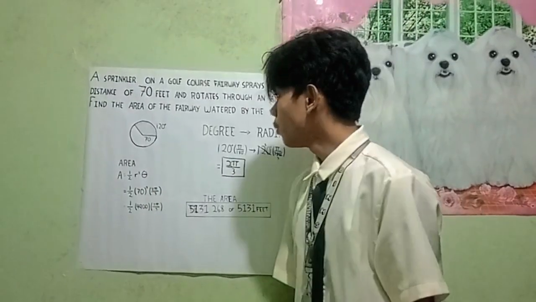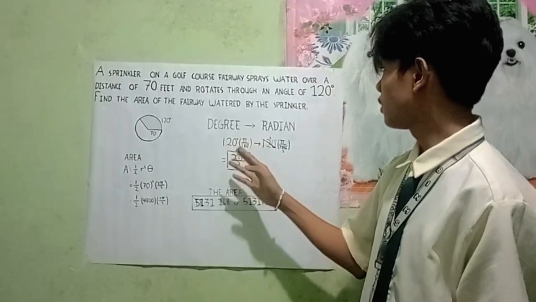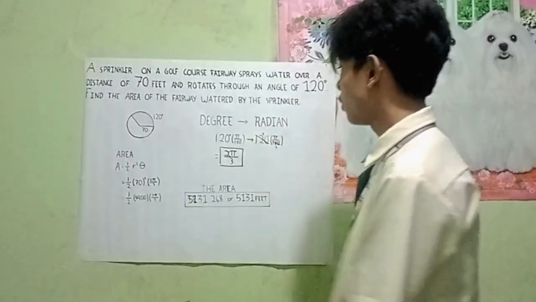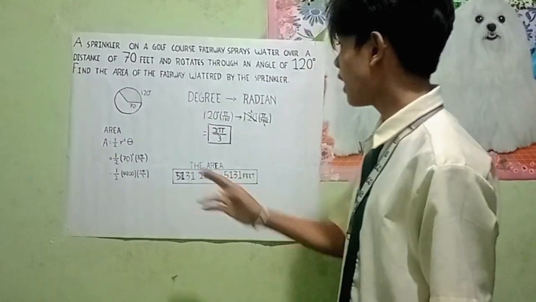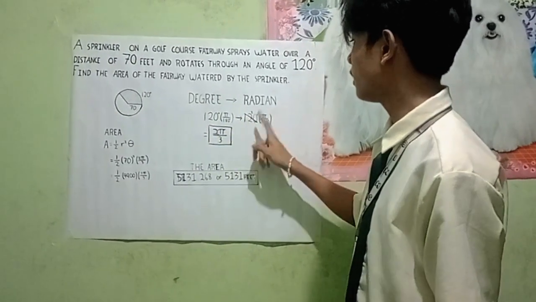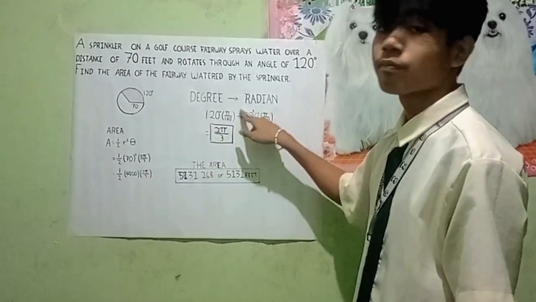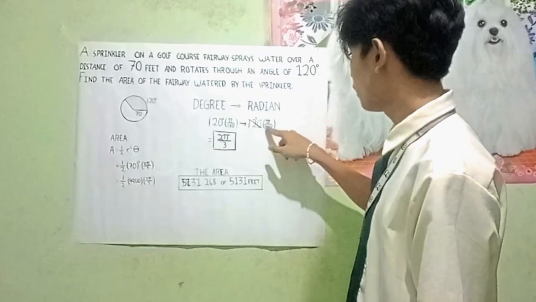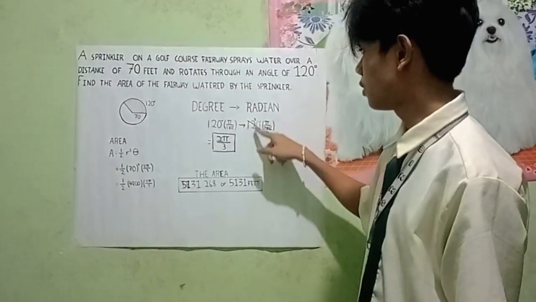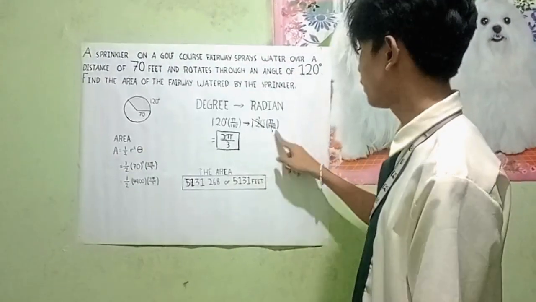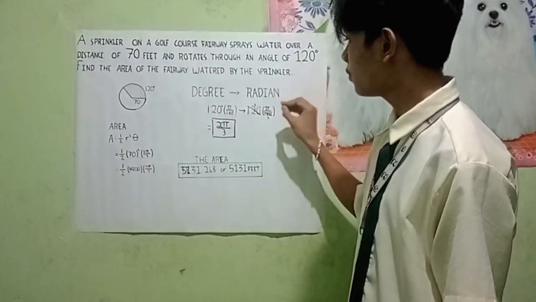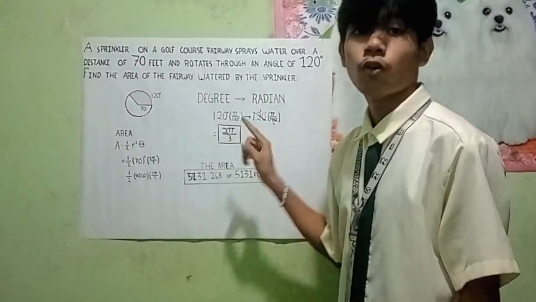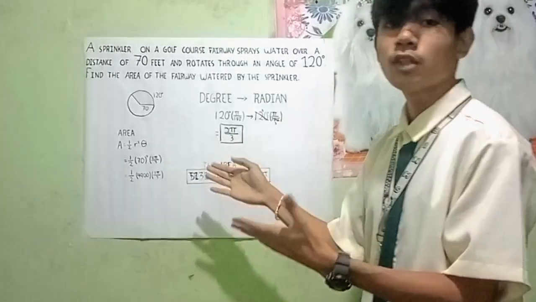So, we're gonna convert the degrees to radians. So, 120 degrees times pi over 180 degrees. First, we're gonna cancel this and this 180 degrees. This will be 2 and this will be 3. So the answer for this is 2 pi over 3. So let's move on to area.